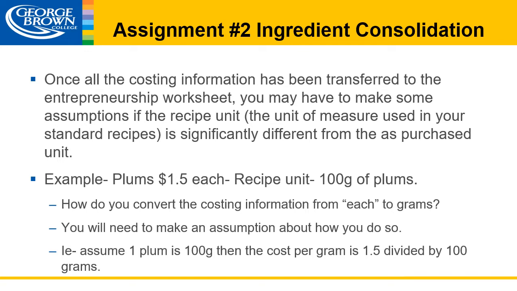So I have another example here. Let's assume, and this is my assumption around plums, let's assume that one plum is 100 grams. Okay, that assumption allows us to take the $1.50 cost per each, divided by 100 grams, and that gives us the cost per gram. Okay, so this assumption, so that one plum is 100 grams, allows me to convert that $1.50 each to grams. Okay, if that was a little confusing, again, don't worry about it. We'll get much more into it next week.